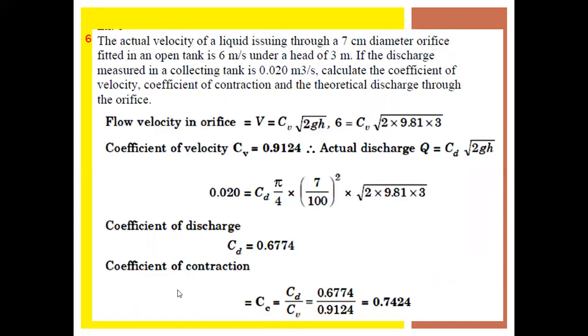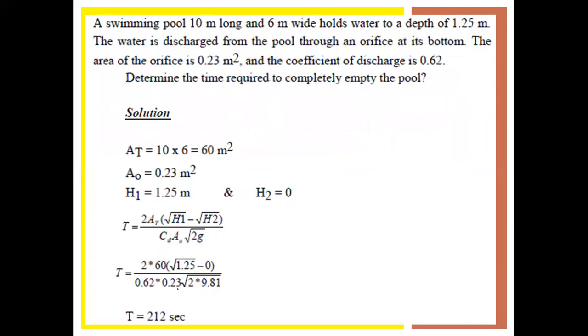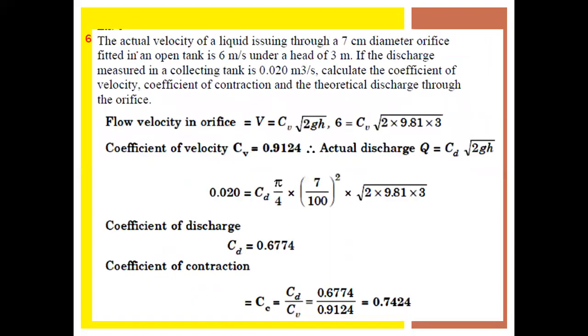Next one. The actual velocity of a liquid issuing through a 7 centimeter diameter orifice fitted in an open tank is 6 meters per second under a head of 3 meters. If the discharge measured in the collecting tank is 0.020, calculate the coefficient of velocity, coefficient of contraction, and the theoretical discharge through the orifice. Then what is the first point here?